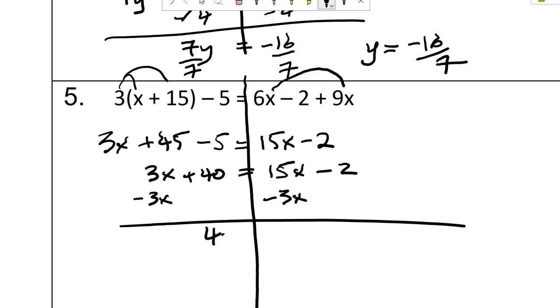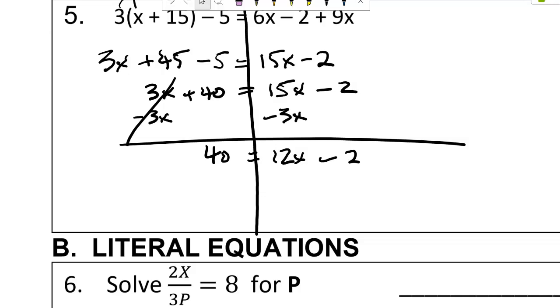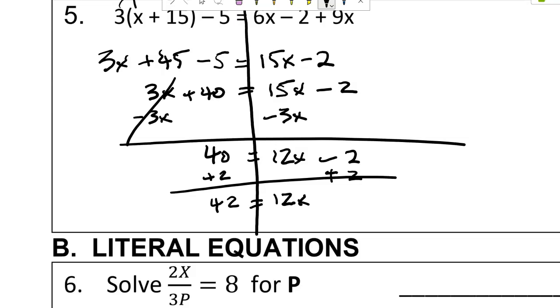Now we've got 40 equals because they cancel. And we've got how many? 12x's left. And we've still got that minus 2. Let's get rid of the minus 2 first. So add 2 to both sides. Add 2. And we get 12x is 42. And then finally, when we divide by 12, we get x equals 42.